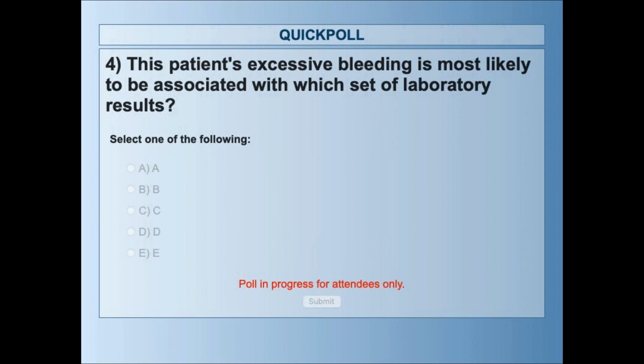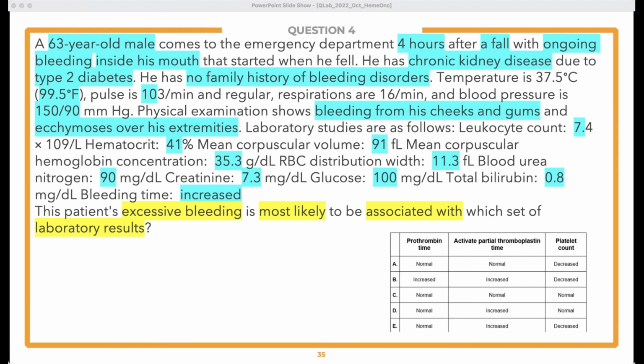Okay, we got 3/4 of you have voted, so let's close the poll. And I think that this has been a bit of a theme tonight. No clear favorites. There was a tie for first place between C and D, which both were associated with normal results, except the increased activated partial thromboplastin time with D. So, okay, let's hide the results and reveal the answer.